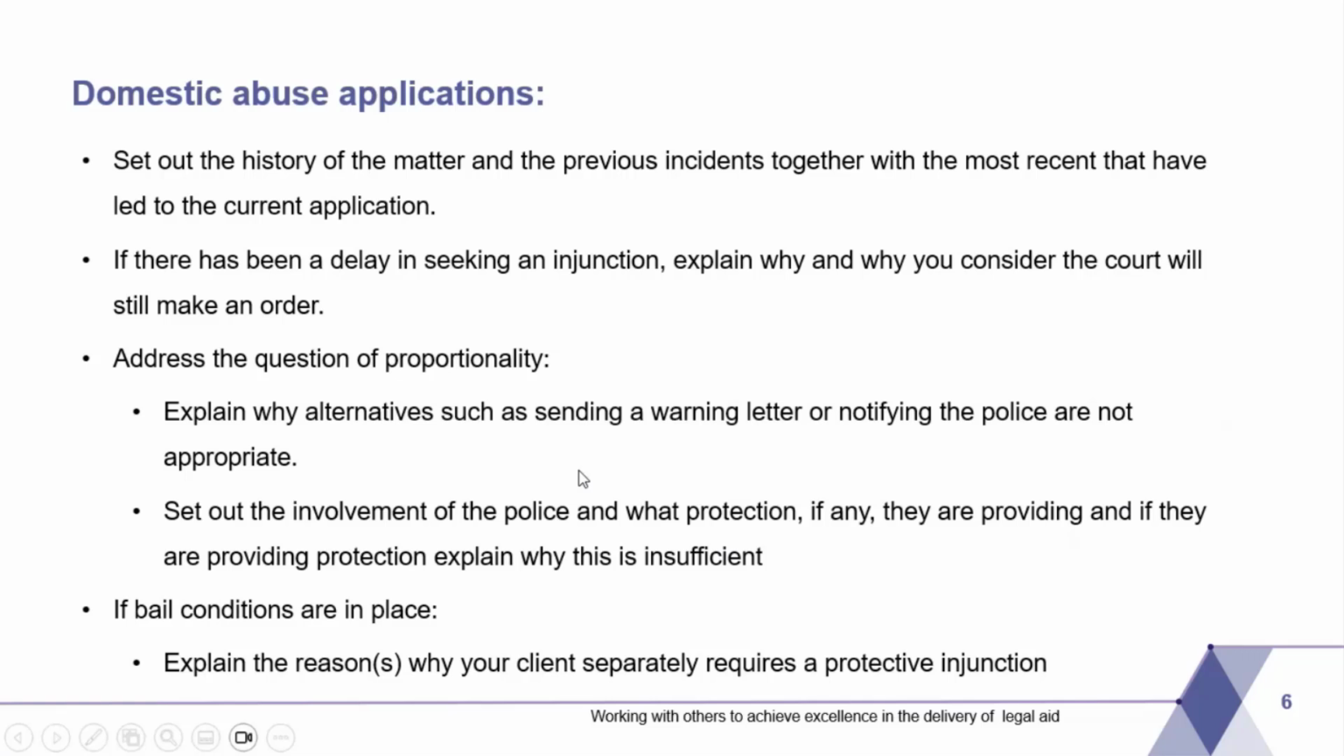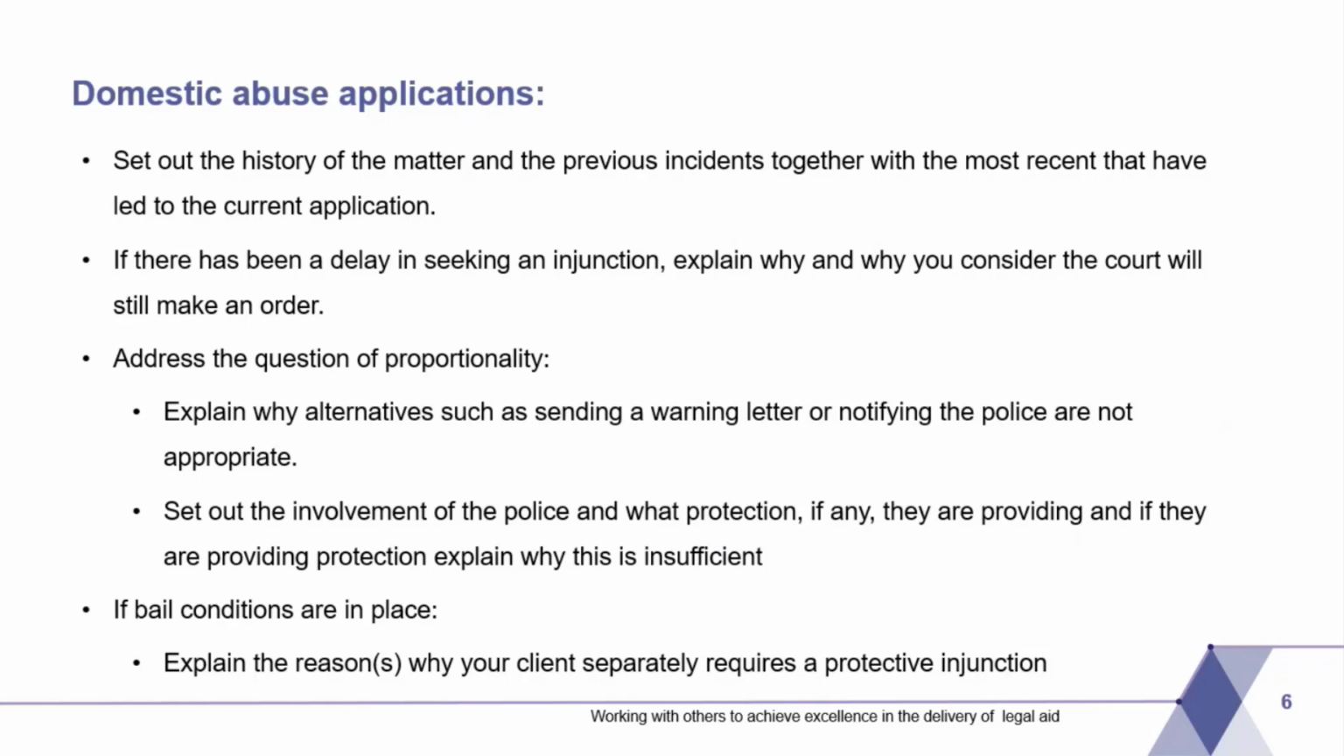In relation to domestic abuse applications, for the applicant, we need a statement that sets out the history of the matter and the previous incidents, together with the most recent incident that has led to the application. If there's been a delay in seeking an injunction, so for example, the application has been made several weeks after the last incident, explain why there has been a delay and why you consider the court will still make an order.